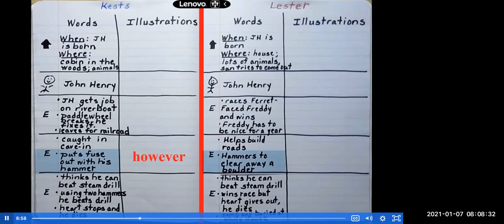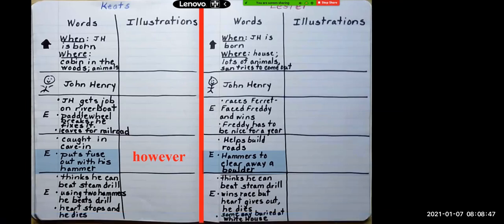Pause here to use this example to try this on your own out loud. Just hit play when you're ready to continue. Okay, so an example would be that John Henry puts the fuse out with his hammer in the Keats version of his story. However, in Lester's version, he uses the hammers to clear away a boulder. Okay, so now I want you to try doing that and then hit play when you're ready to continue.